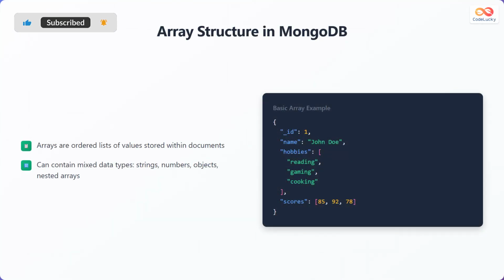Arrays in MongoDB are ordered lists of values stored within documents. They're incredibly flexible, allowing you to store mixed data types such as strings, numbers, objects, and even nested arrays within a single array. Here's a basic array example. Inside a document, the Hobbies field contains an array of strings like reading, gaming, and cooking. Additionally, the Scores field holds an array of numbers, representing different scores.